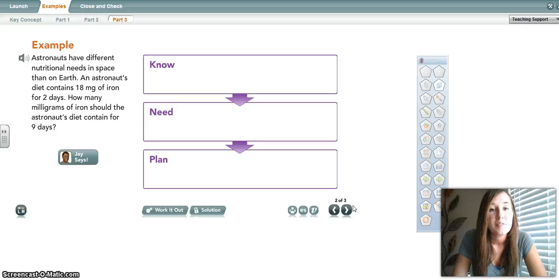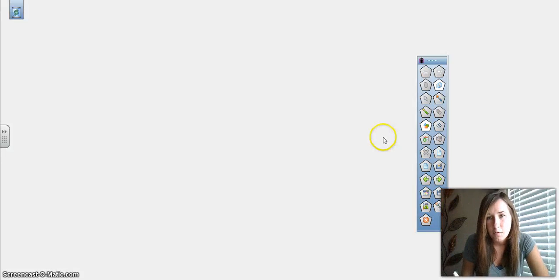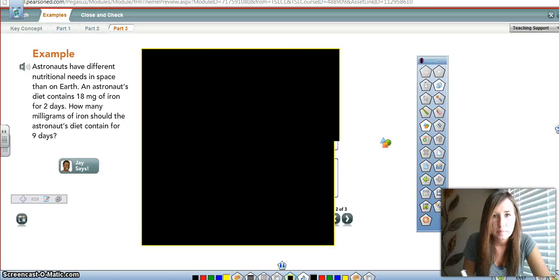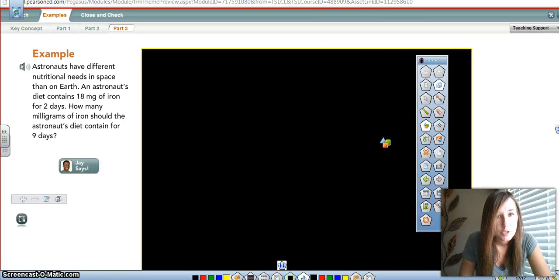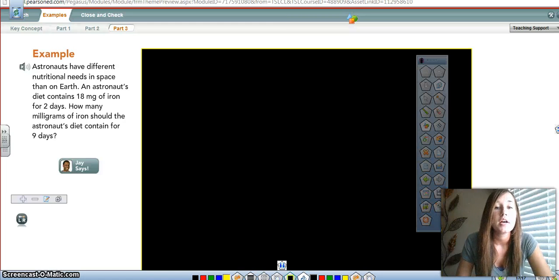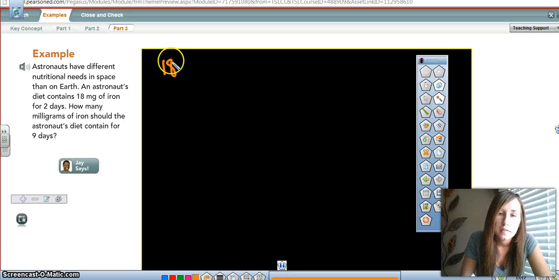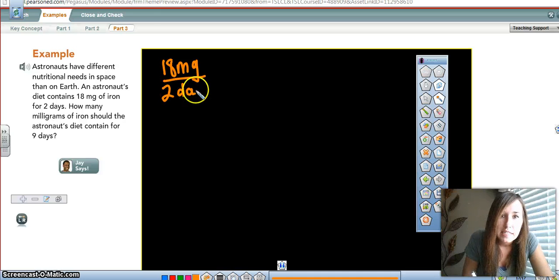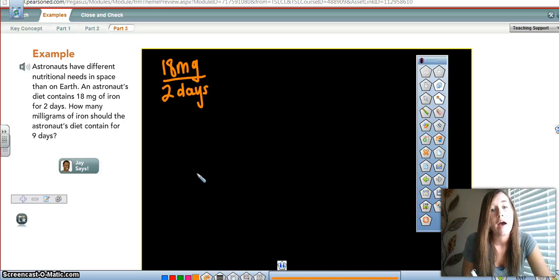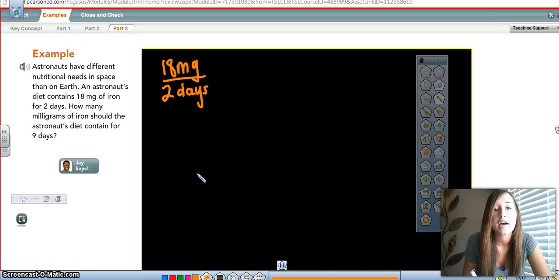Okay, unit rates are helpful for a lot of things. They're helpful to compare prices and get the best deals, and they're also helpful for answering questions like this one. Astronauts have different nutritional needs in space than on Earth. An astronaut's diet contains 18 milligrams of iron for 2 days. That's our rate. How many milligrams of iron should the astronaut's diet contain for 9 days?